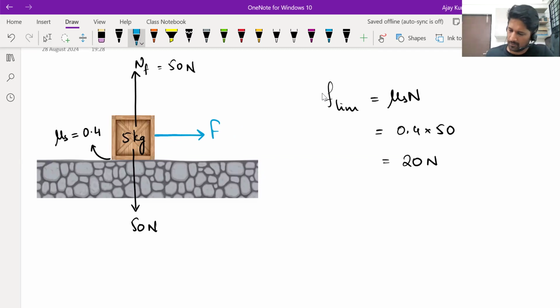Now, suppose you apply a force of 30 Newton on this block. Now tell me, can the block stay at rest? No, sir. Definitely not, because the limiting friction is only 20 Newton. Friction cannot exceed that value, but you are applying 30 Newton. Then what will happen? The block will start sliding.